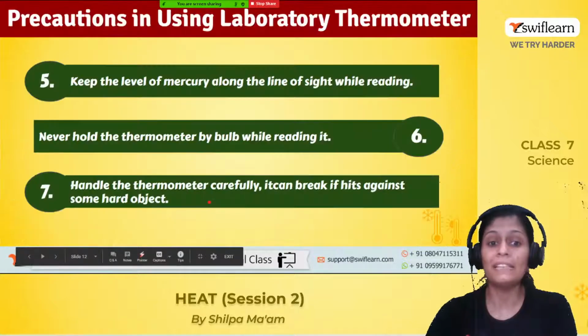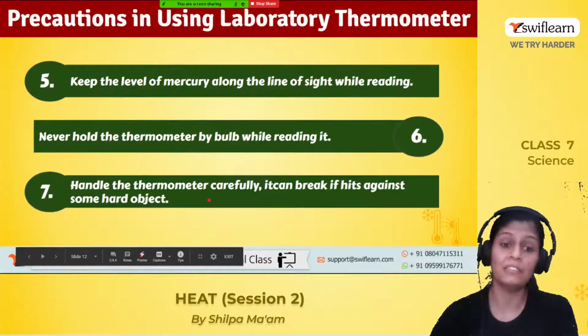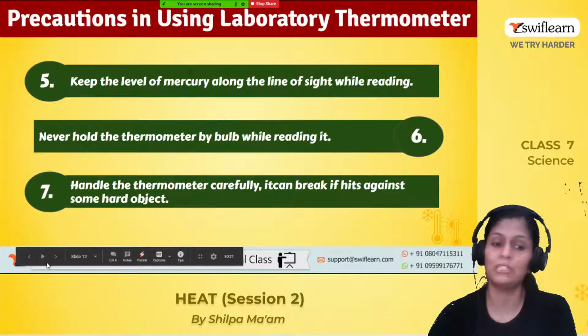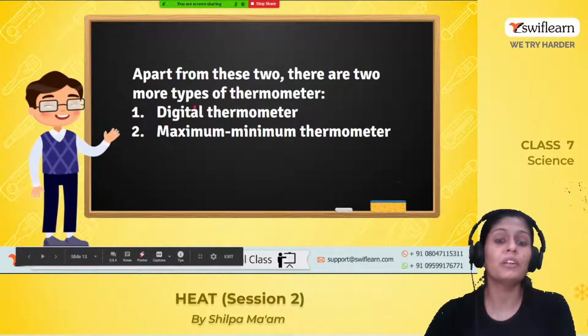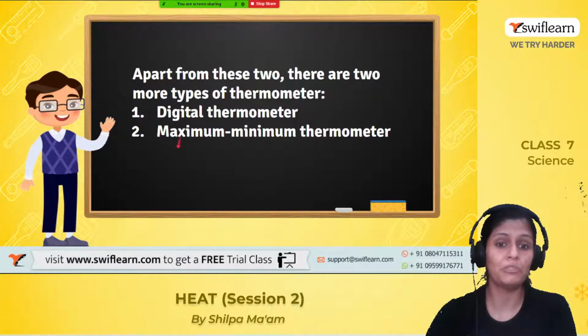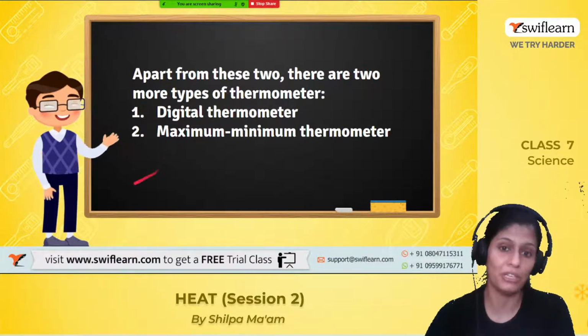And what else is there? Handle the thermometer very carefully. If it is broken, dispose of it very carefully. Apart from these two, there are two more thermometers, the digital thermometer and the maximum-minimum thermometer, which we are using nowadays.